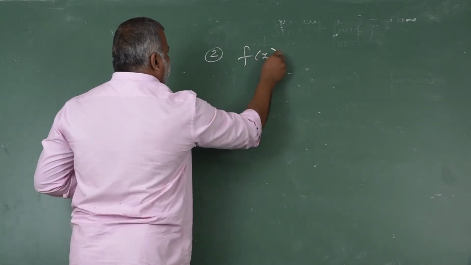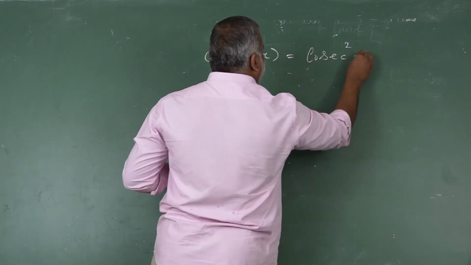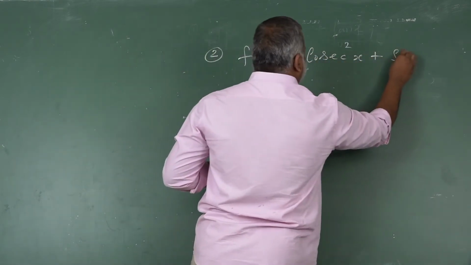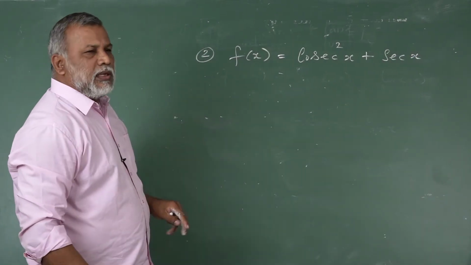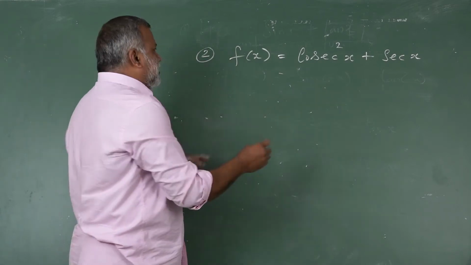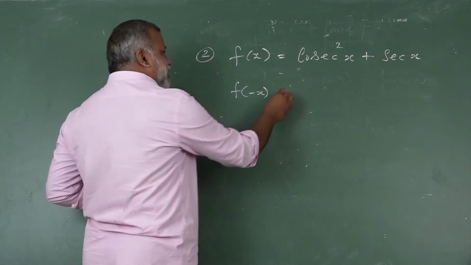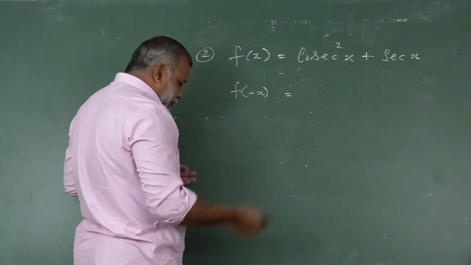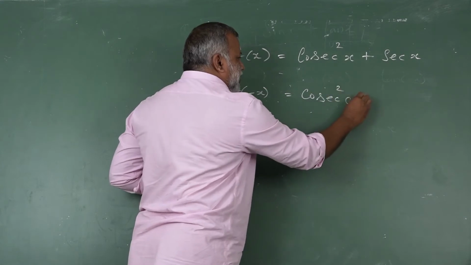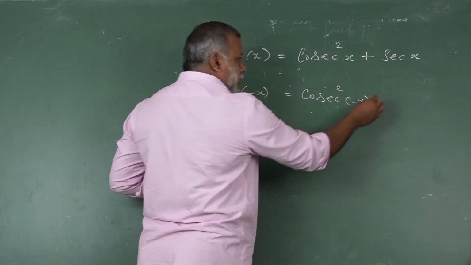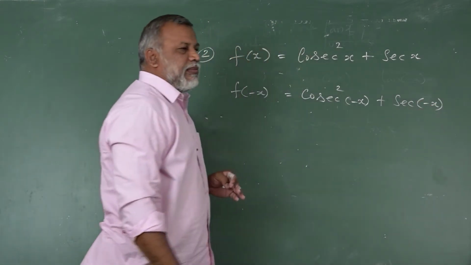f of x equals cosecant squared x plus secant x. Now once again apply the same concept. f of minus x: x is replaced by minus x. On the LHS it is the same. Cosecant squared x is replaced by minus x, and secant x is replaced by minus x.